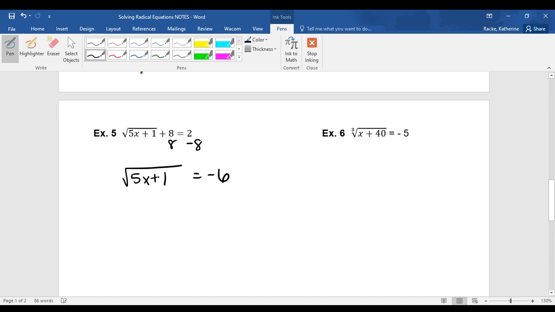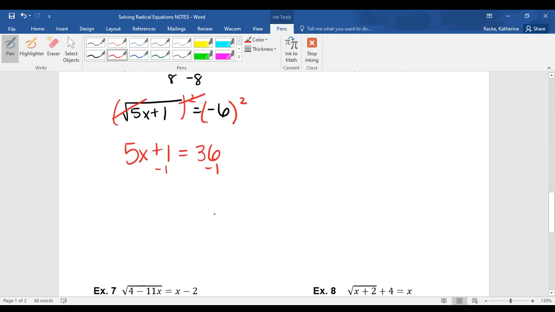It's a square root, so I am going to square both sides, okay? I would get 5x plus 1, okay, cancels out. And then negative 6 squared, negative 6 times negative 6 gives me a positive 36. Okay, now I'm solving for x by subtracting 1 from both sides. Cancels out, I get 5x equals 35. Okay, divide by 5, you get x equals 7.